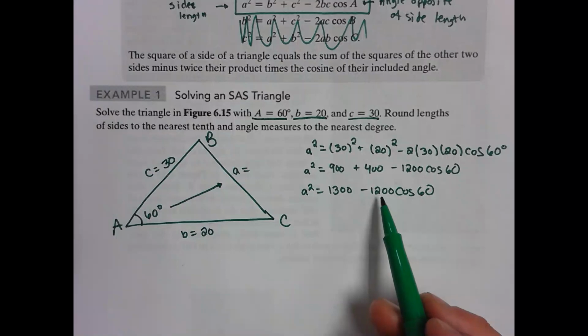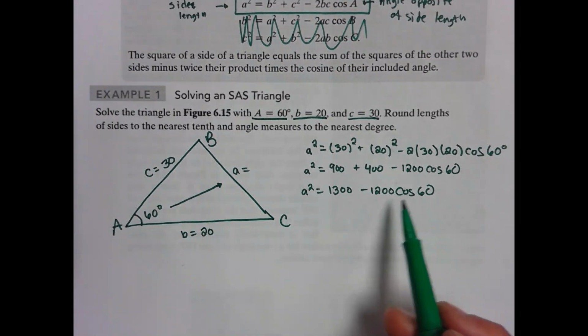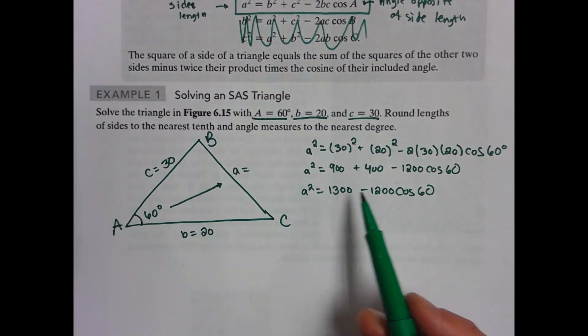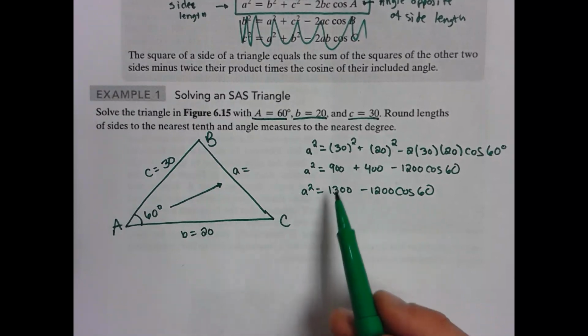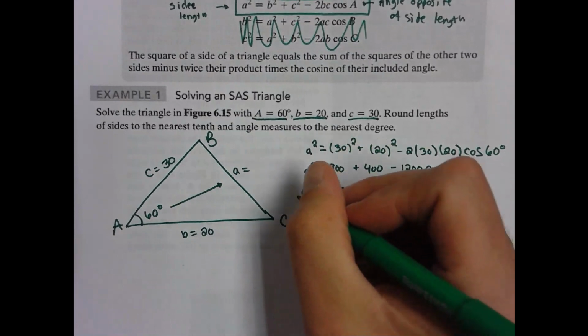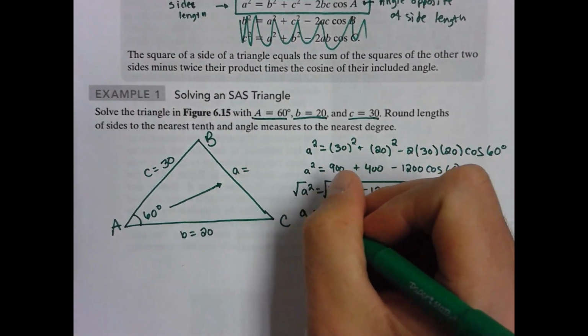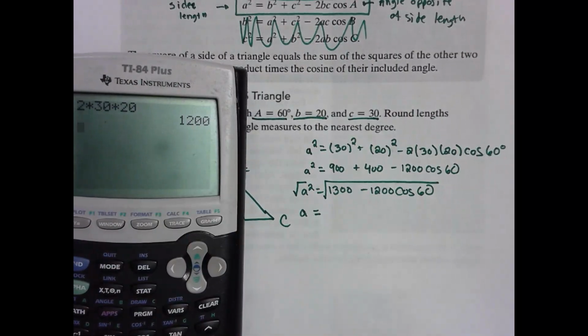However, this 1,200 is being multiplied to cosine of 60. So we cannot add it to this 1,300, as tempting as it is. Okay, we can't add these. In fact, this is as much as I'm going to do, and now I'm going to go ahead and just take the square root of this whole thing and let the calculator basically complete it from here. So I'm going to square root everything and let a equal the square root of the 1,300 minus 1,200.